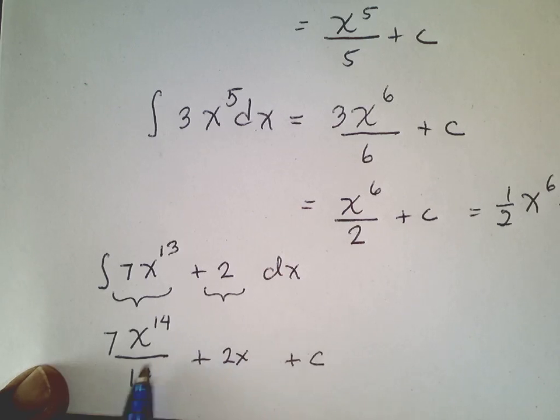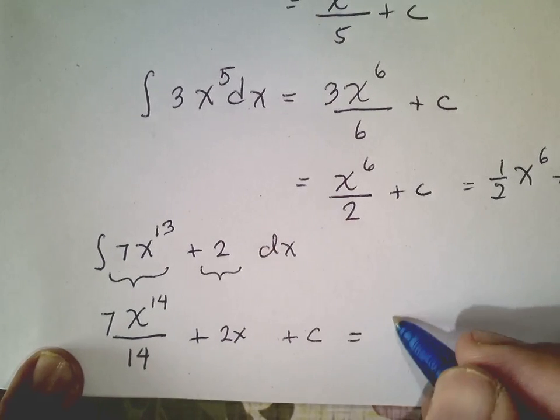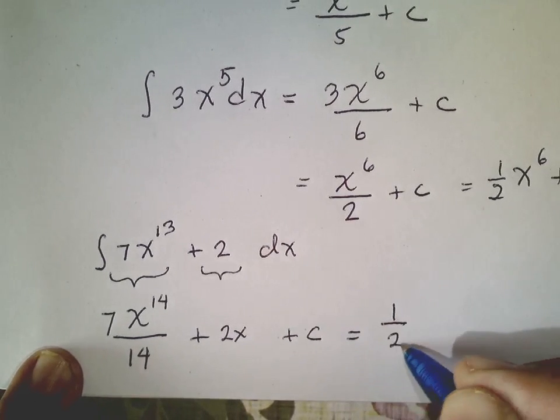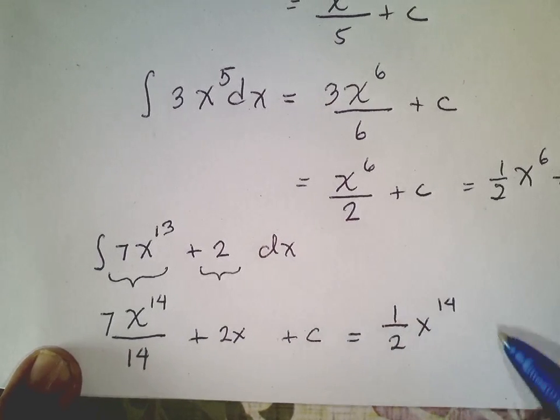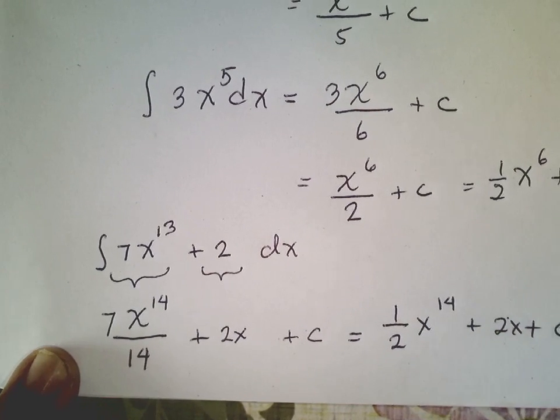However, those are all constants. You can just write it as one, like plus c, like this. Then you may simplify this. So the final answer now is 1/2 x to the 14 plus 2x plus c.